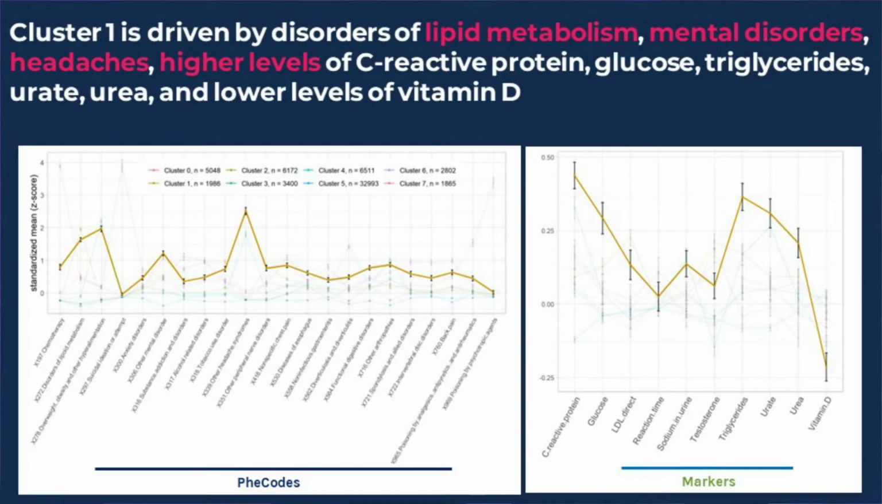Next, now that we have the clusters, I wanted to deep dive into specific clusters and see if it makes sense. Here I'm showing you the result of cluster number 1, which is driven by disorder of lipid metabolism, mental disorder, headache, high levels of C-reactive protein, glucose, triglyceride, urate, and lower levels of vitamin D. On the x-axis, you can see the distribution of all the phi codes, all the clinical features, and on the right side, you see the blood biomarkers.